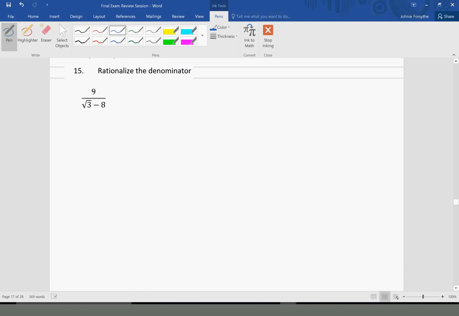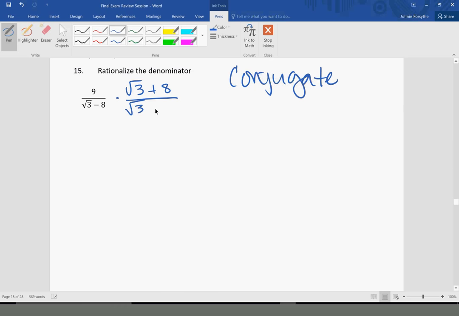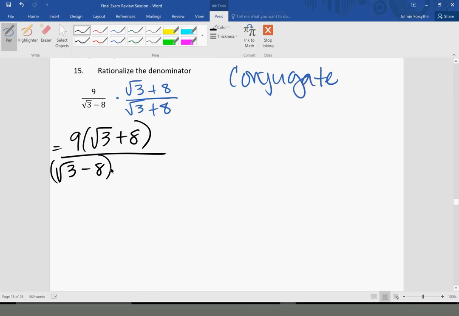Okay. 15, rationalize the denominator. So in order to rationalize the denominator, we're going to multiply the top and bottom by the conjugate of the denominator. And all that means is that you change the sign of what you see. So we're going to multiply the top by root 3 plus 8, and the bottom by root 3 plus 8. Okay, so at the top we have 9 times root 3 plus 8. And at the bottom we have root 3 minus 8 times root 3 plus 8.